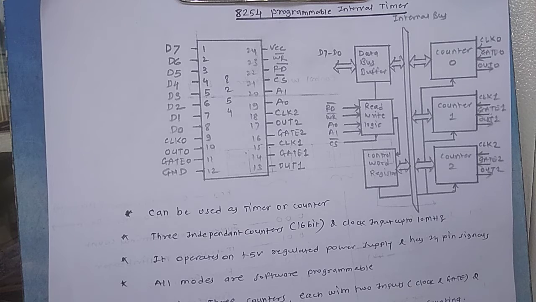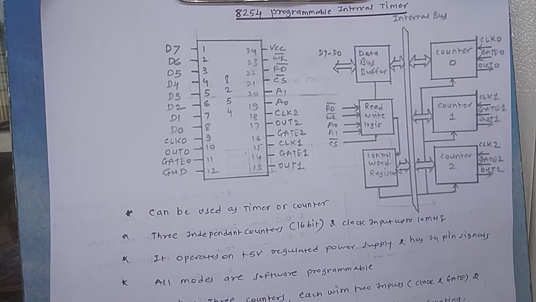Now in case of the 8085 microprocessor, it does not have a dedicated timer or counter built into itself. So for timing or counting related applications, we need to interface an external timer, the 8253 or 8254, with the 8085 microprocessor.